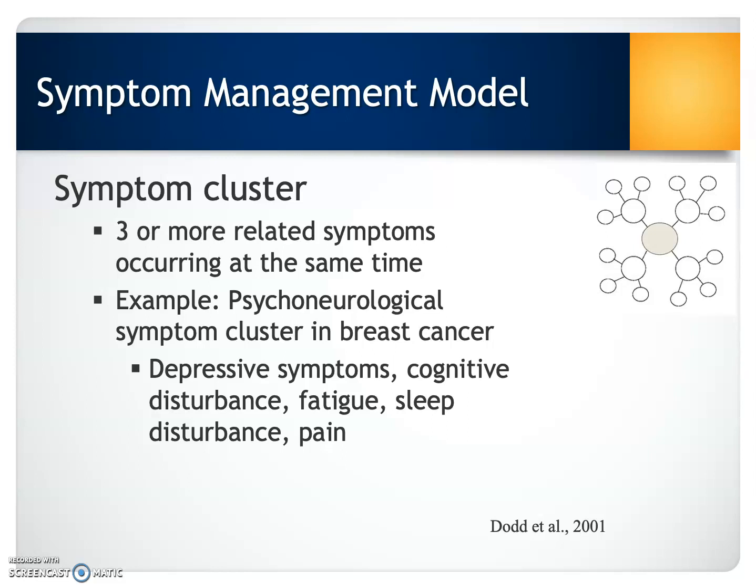When we look at the psychoneurological symptom cluster in breast cancer, we're talking about depressive symptoms, cognition such as memory changes, fatigue, changes in sleep, and pain. And though not everyone will have all of those symptoms, they tend to occur together in a cluster with breast cancer patients, a cluster occurring together. So what's important about this is how we manage the symptoms.